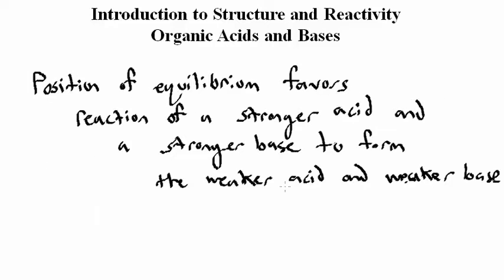Now, the most important concept for this is to remember that in an acid-base reaction, the position of equilibrium always favors reaction of the stronger acid and the stronger base to form the weaker acid and weaker base. Thus, at equilibrium, the major species present are the weaker acid and weaker base. Therefore, in our previous reaction between acetic acid and ammonia, the equilibrium lies to the right-hand side, and the major species present are the acetate ion and ammonium ion.